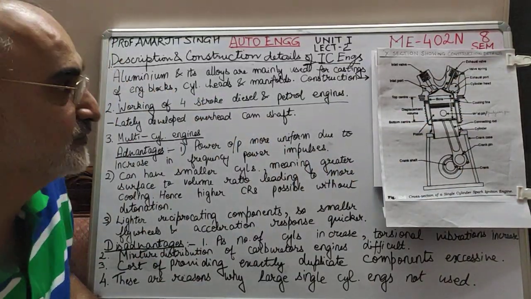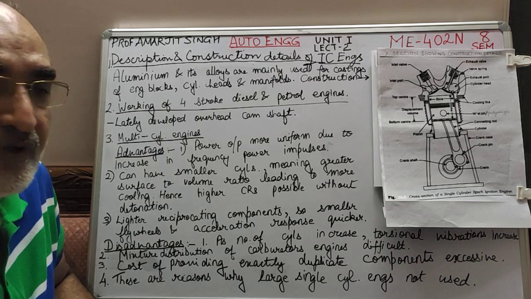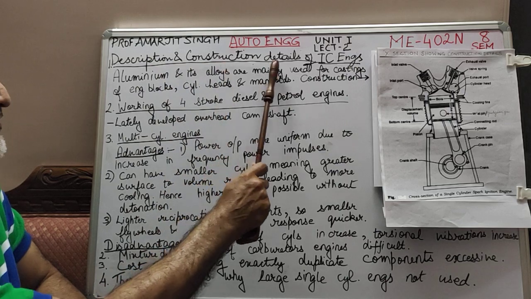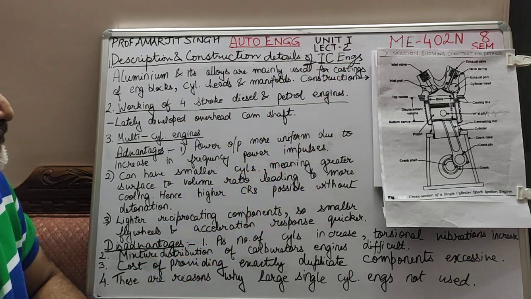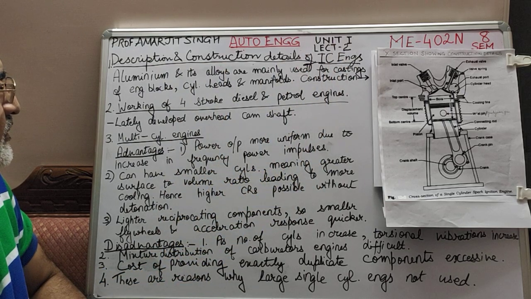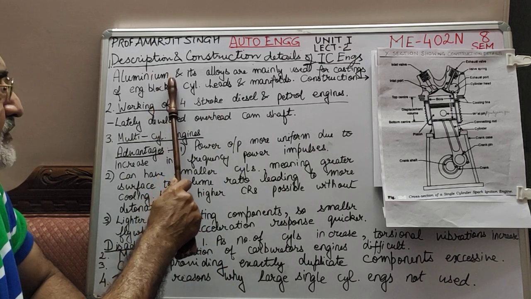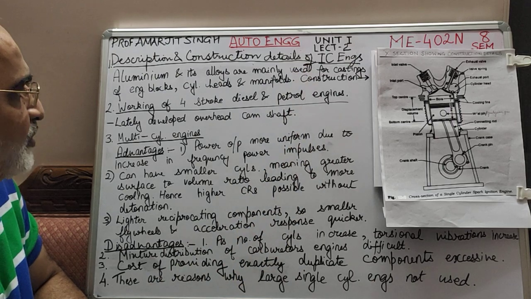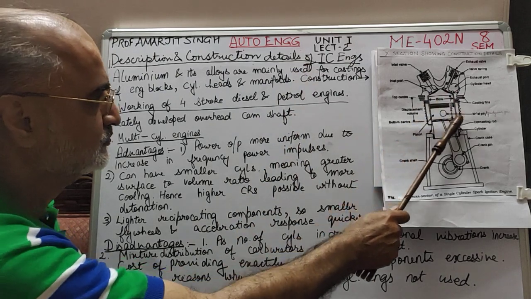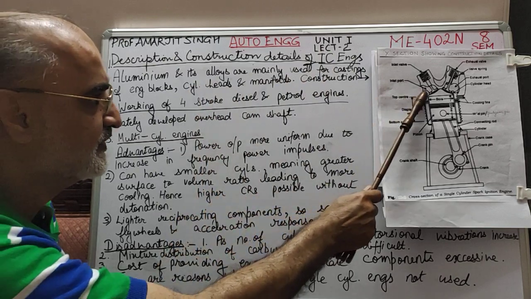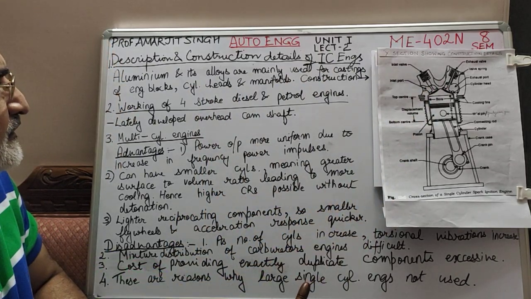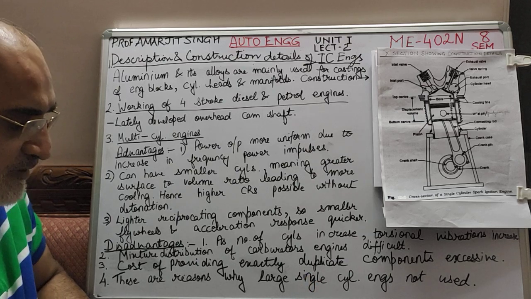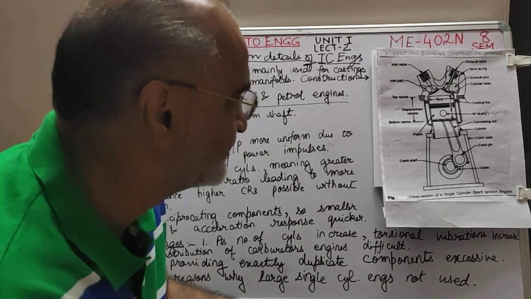Hello students, now we come to lecture 2 of unit 1, description and construction details of IC engines. Aluminium and its alloys are mainly used for casting of engine blocks, cylinder heads and manifolds, both the exhaust and inlet manifold. Let us look at the construction details.